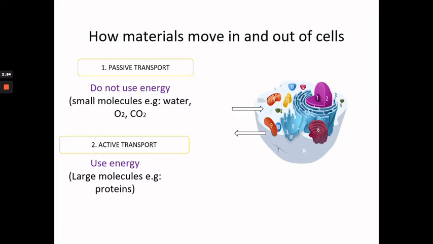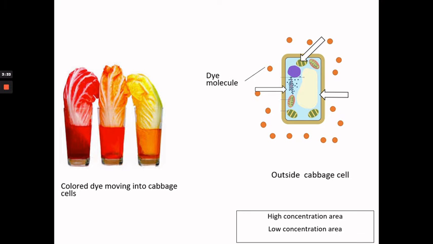Now, let's look at the two ways that materials move in and out of the cell. The first one is termed passive transport, and in passive transport, the cell does not use energy. An example is when the cell is trying to transport water or oxygen or CO2, small molecules. Number two is active transport, in which the cell actually needs energy to move the materials in or out, maybe because the materials are very large, like proteins.